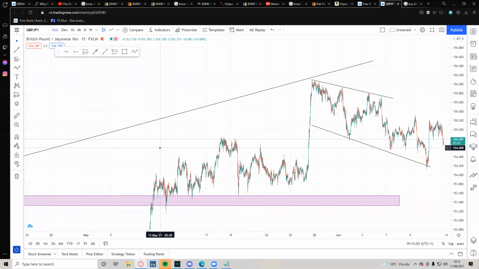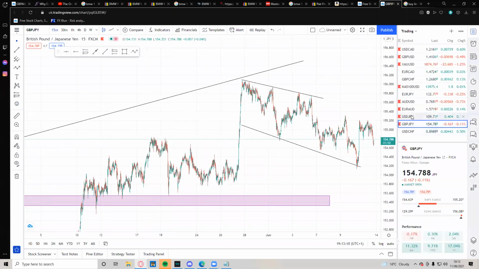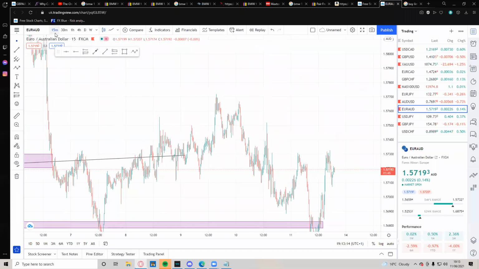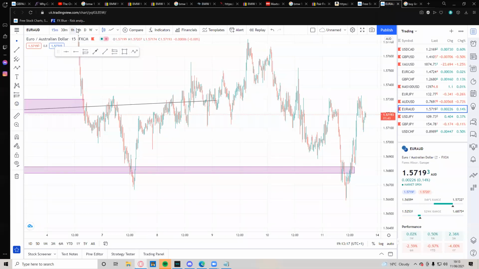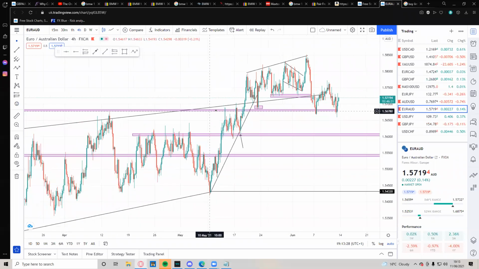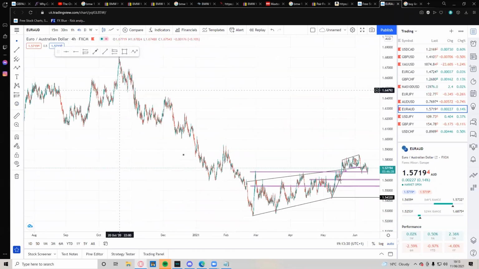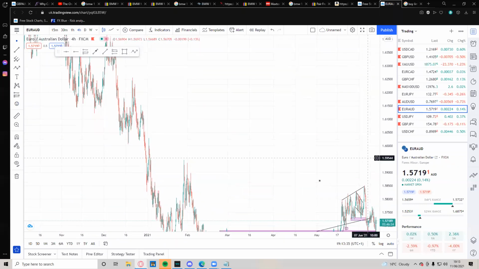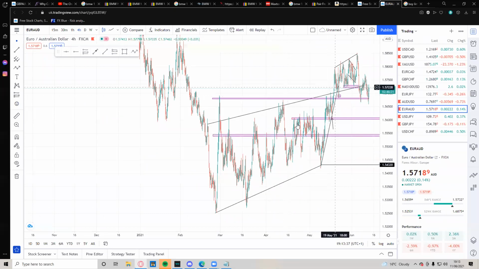Okay, so I'm going to pick a pair I haven't done, but a pair that I trade. For example, Euro AUD. Again, you see on a 15-minute, it just looks like a whole bunch of things. So if I go to 4 hour, you can see my analysis here is on a 4 hour. So I don't go far back in time. I go back to where current price is. When I was analyzing this, we were still in this channel.